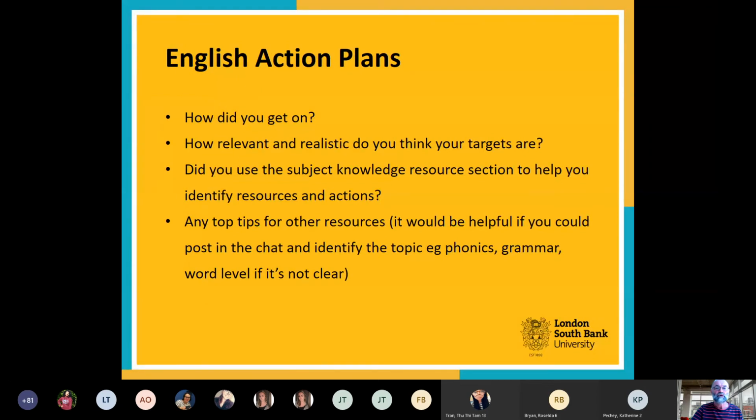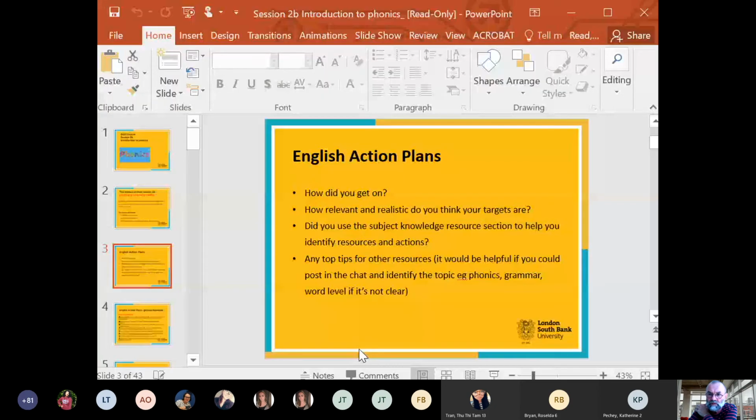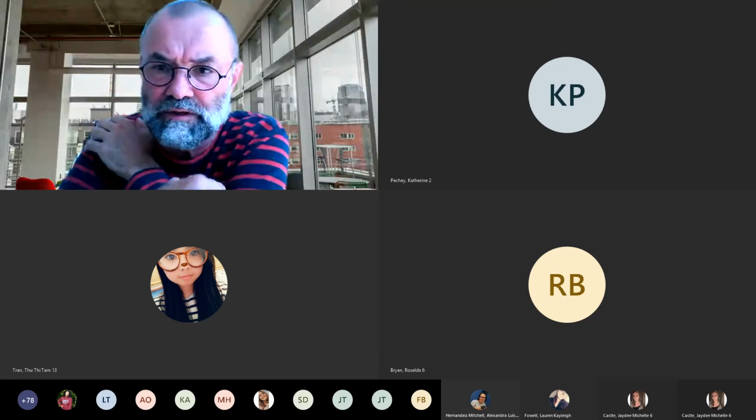Let's just stop quite quickly. So a couple of questions here. How did you get on with the action plans? How relevant and realistic do you think your targets are? Subject knowledge resource section, how did that help you? Any top tips? I'm just going to stop sharing and come back to the meeting. So let's muse upon this a little bit. How did it go in terms of your experience with action planning? How did you find it?